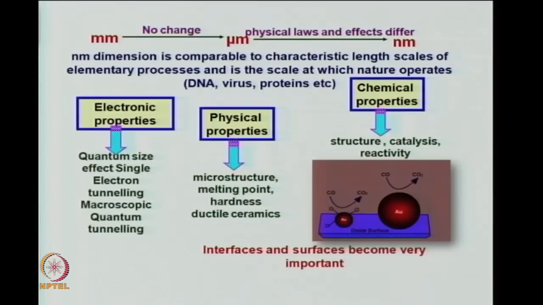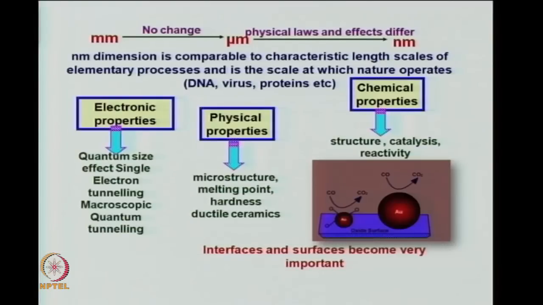So, just to again summarize what is happening as we are going from large sized particles to small sized particles. If you go from a millimeter sized particle to a micron sized particle, there is not much change in the laws of physics. Okay, the physical laws are more or less same. However, as you go from the micrometer size to the nanometer size, you are entering the quantum region, and so the laws of physics and the effects differ considerably. Apart from this, many of the biological molecules fall in the nanometer length scale, and hence the size dependence of the biological properties are also important.